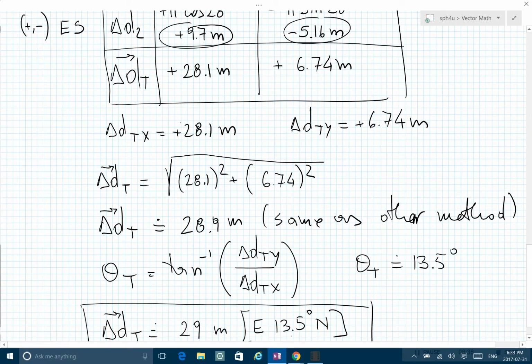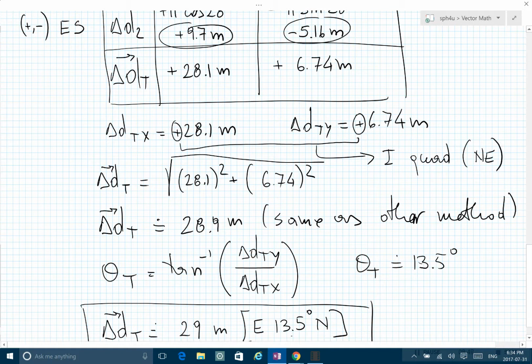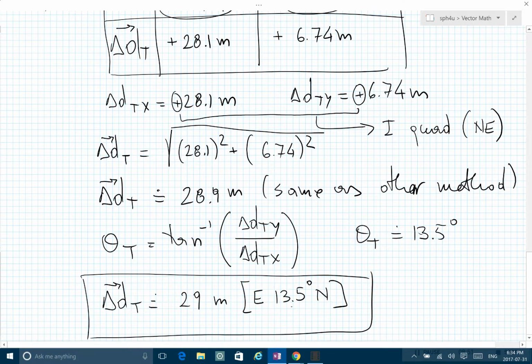I forgot to mention here that when we get the signs in front of the components, we know in what quadrant this is going to be, which is the first quadrant, or the northeast quadrant if we're using compass directions. And that's how we use the component method.